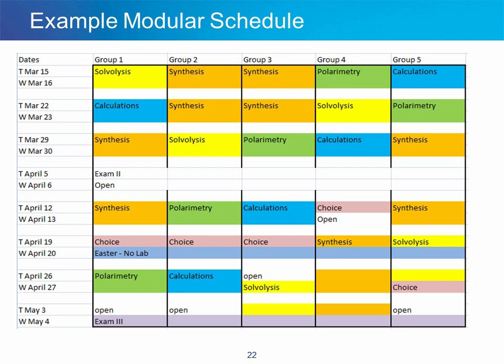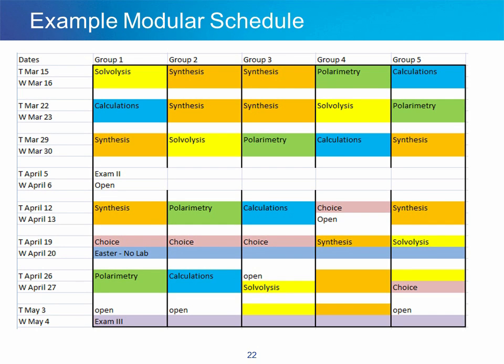Finally, I'd like to describe the modular schedule that we have developed and we're employing with our sophomore organic chemistry students. We have 12 students. I've divided the students into 5 groups and they're working through a modular schedule. I'd like you to pay attention to the yellow blocks in the schedule where we've done the solvolysis of tertiary butyl chloride. This is a 1-week-long laboratory.